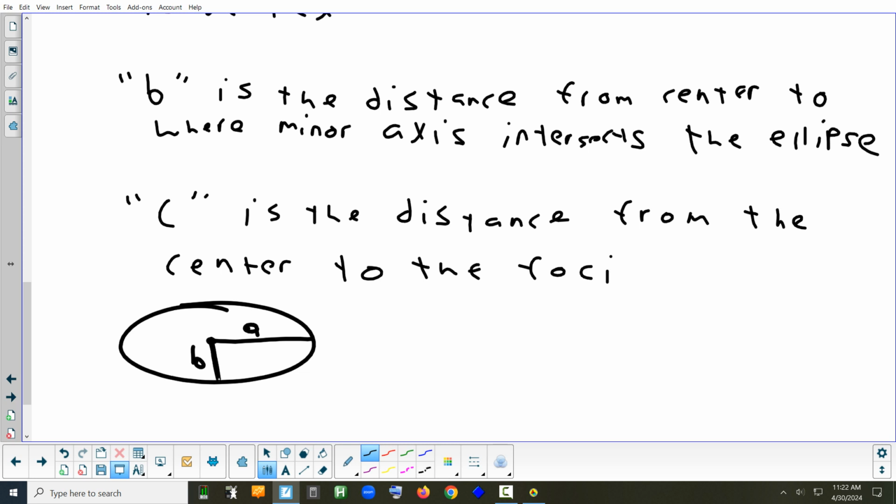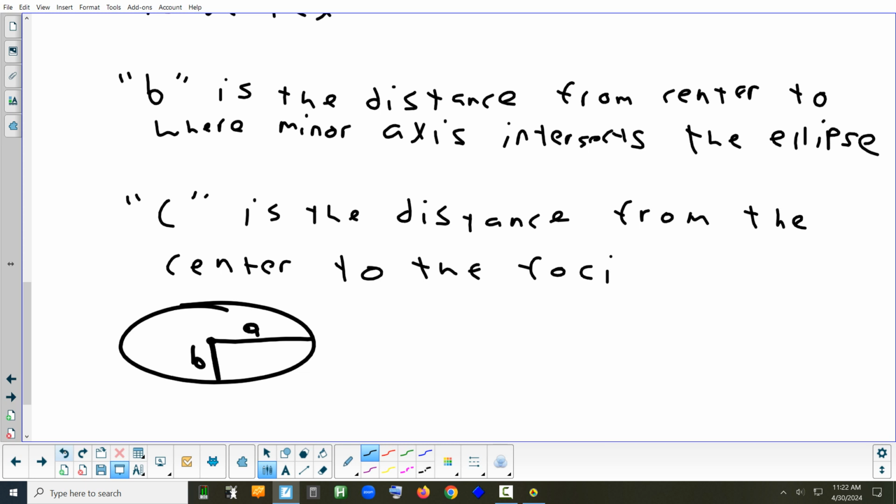And C, well, remember, C is kind of an imaginary point. It's the foci. The foci isn't actually on the ellipse, it's in the ellipse. But C is the distance from the center to the focus, which would probably be somewhere right there. But that's A and B.